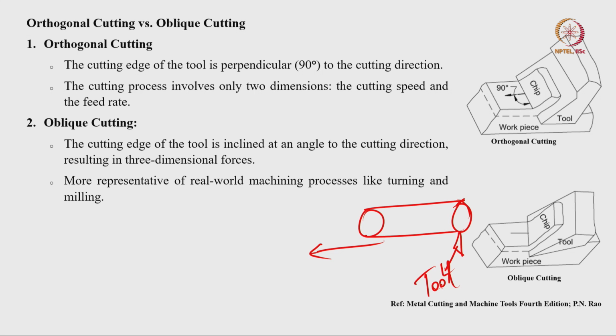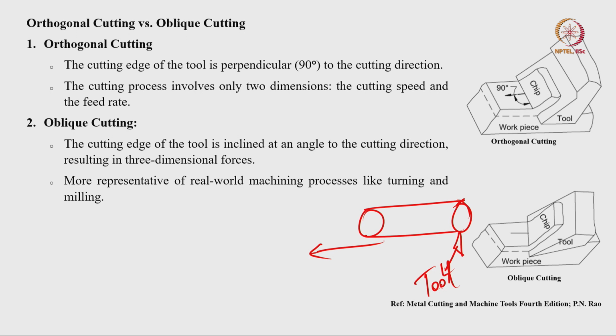So, in the case of orthogonal cutting, the cutting edge of the tool is perpendicular to the cutting direction. The cutting process involves only 2 dimensions, the cutting speed and the feed rate. So cutting speed and feed rate serve as the governing parameters in orthogonal machining, or orthogonal cutting. Okay. And then the oblique cutting.